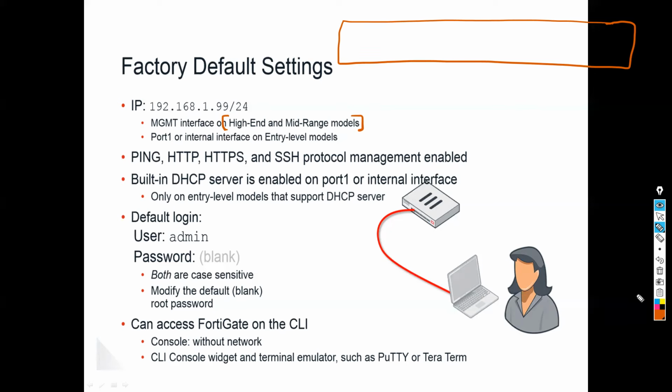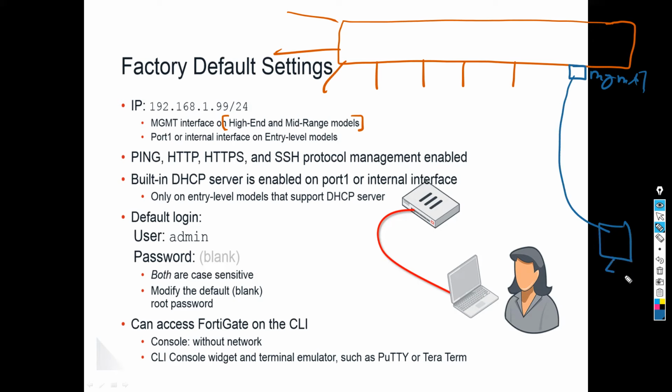In high-end and mid-range models, we have data interfaces. These are data interfaces, so we can connect LAN, WAN, DMZ. And in high-end or mid-range models, you can get a dedicated management port. You can connect your management PC, your laptop, or your desktop to this management port. By default, we have an IP address on the management port, so you can configure the same series of IP address on this machine.